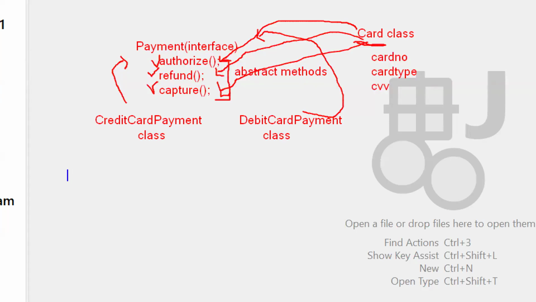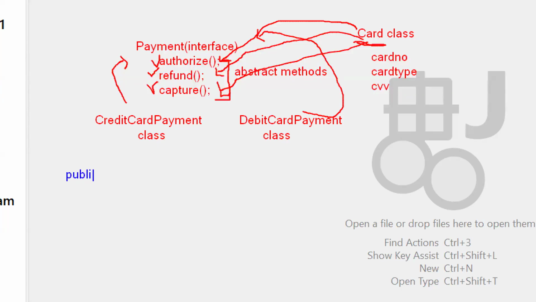I want to write separate Java files: card.java, payment.java, creditcardpayment.java, debitcardpayment.java, and main.java. I'm creating four Java files, and including main, five. So tell me, can I make this interface public now? Yes, we can. If you want to store the interface in a separate Java file, you can make it public, right?